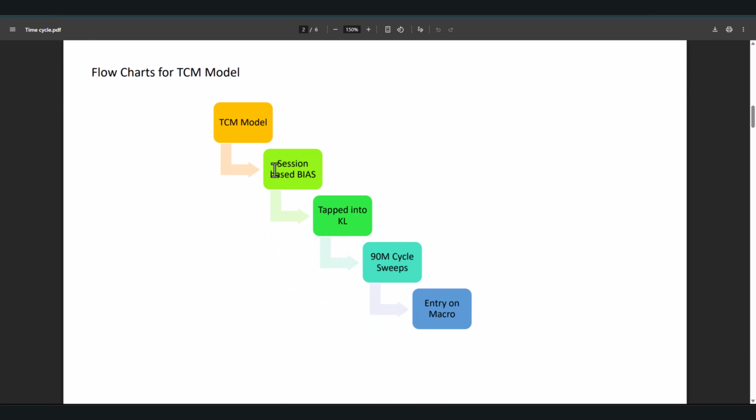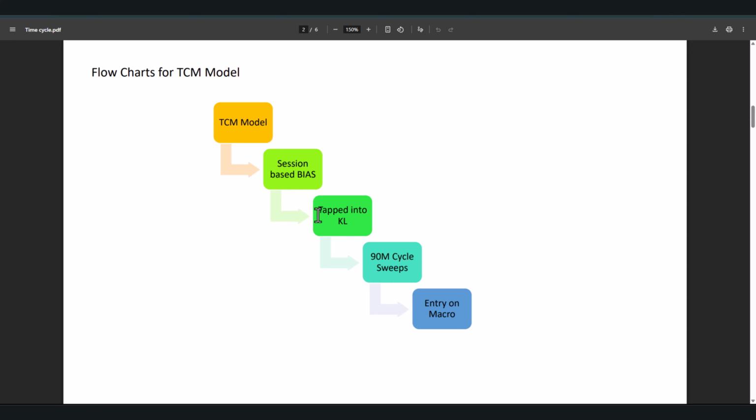First, you have to determine the session bias. We'll trade basically on the New York session. So our New York session bias will be based on the Asia or London session. If New York session sweeps Asia or London's high, then our New York session bias will be sell. If New York session sweeps Asia or London's session low, then our New York session bias will be buy.